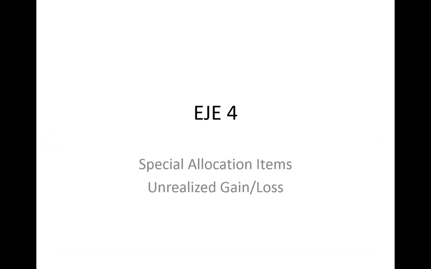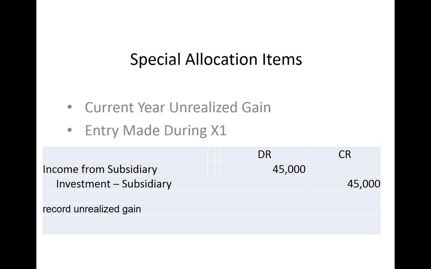Now let's address the item of interest, which is the special allocation of any unrealized gains or losses. The first we'll address is the equity method entry that's out there. And remember, this is the entry we made during the year to record the deferred gain that occurred between the parent and the sub. We debited income from subsidiary and credited the investment account.